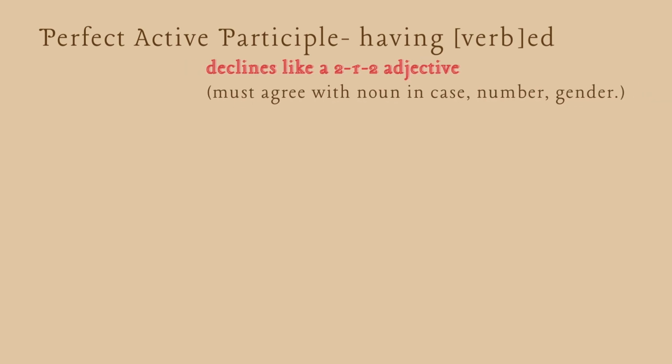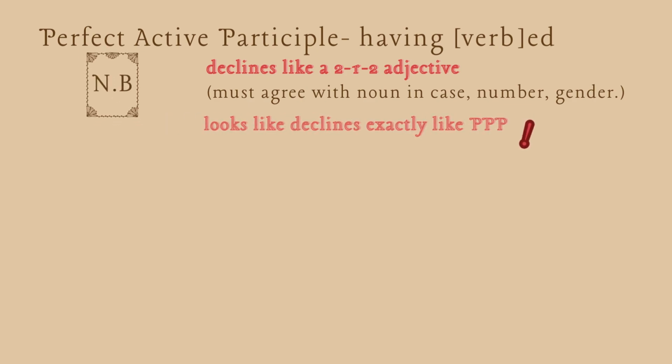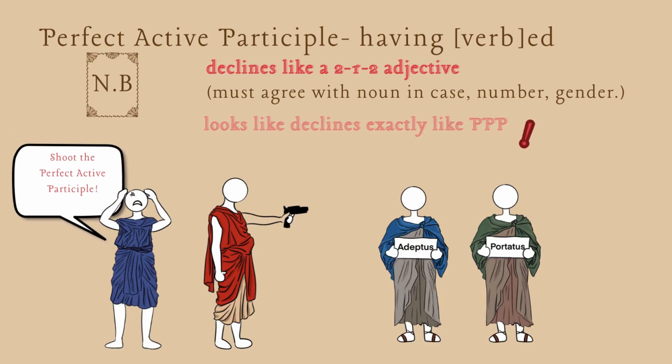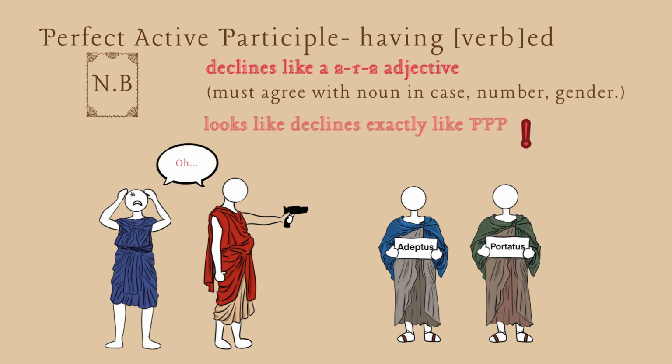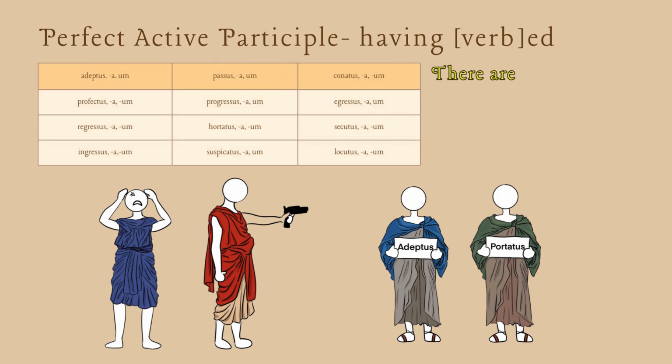Now, that raises an issue. If the perfect active participle looks and declines exactly like a PPP, how can we tell them apart? Well, the only way to do that is to memorize them. Thankfully, they are rare. Only 431 of them. Now, here are the most common ones.